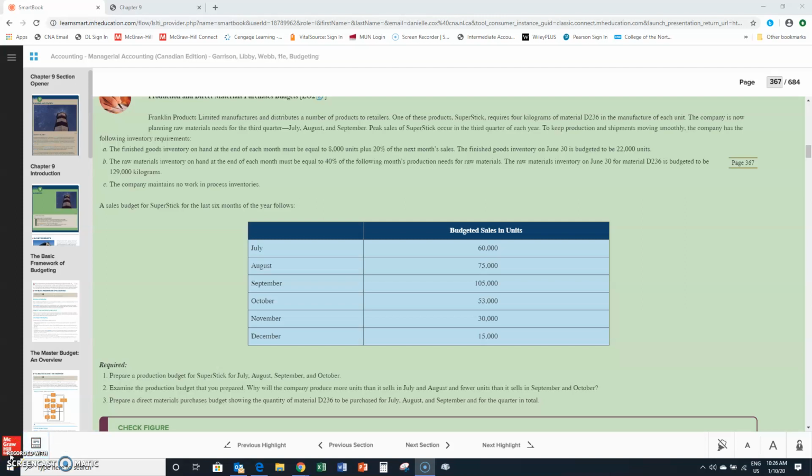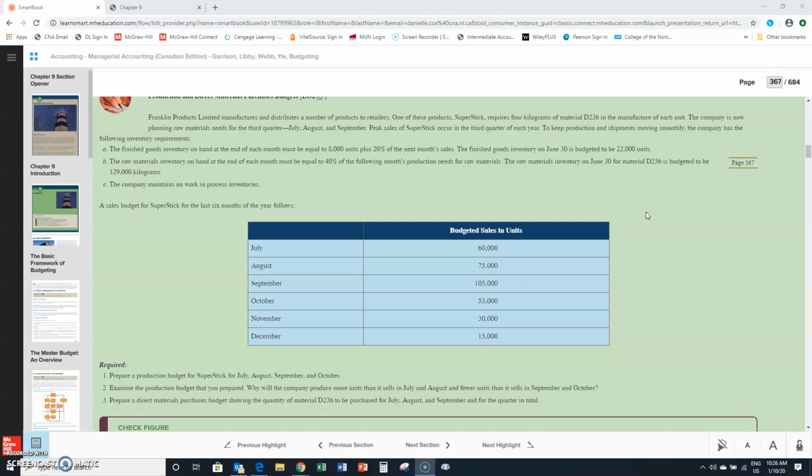Hello everybody. We're going to take a look at problem 9-14 in the text. So it says Franklin Products Limited manufactures and distributes a number of products to retailers. One of these products, Superstick, requires 4 kilograms of material D236 in the manufacture of each unit. The company is now planning raw material needs for the third quarter, so July, August, and September.